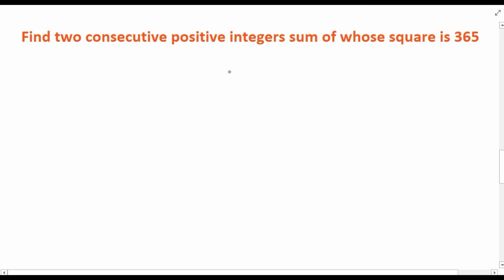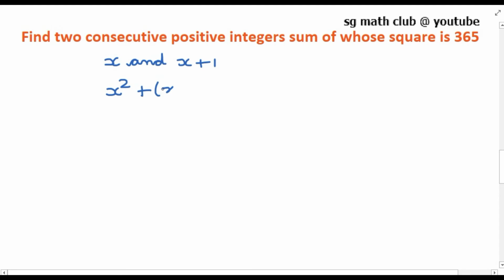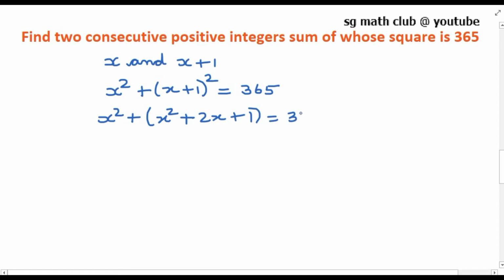Find two consecutive positive integers, the sum of whose squares is 365. So you can take the consecutive integers as x and x plus 1. That means we need to take the square of these numbers and then add them, then we'll get 365. So this is in the form of a plus b the whole square, which is equal to a square plus 2ab plus b square. I can write like this, 365.